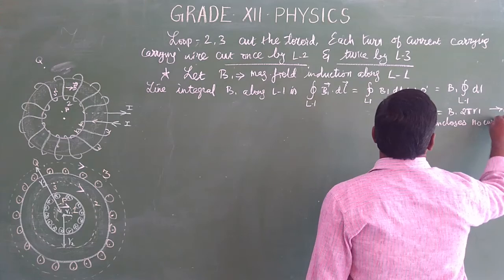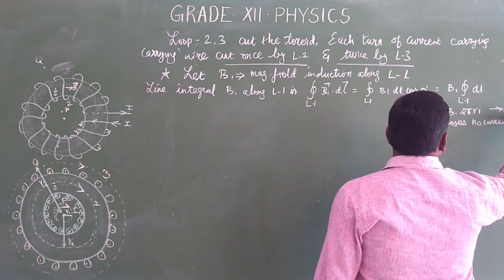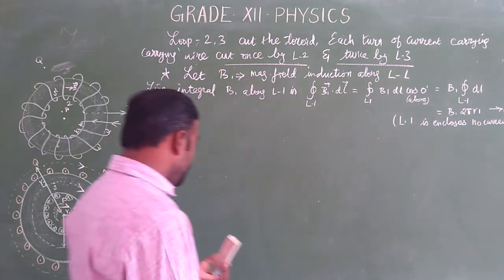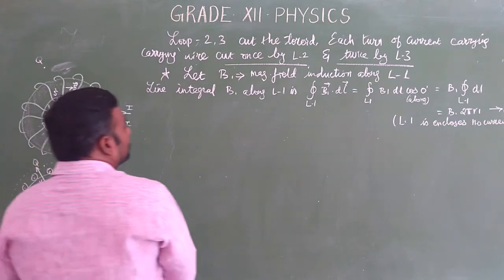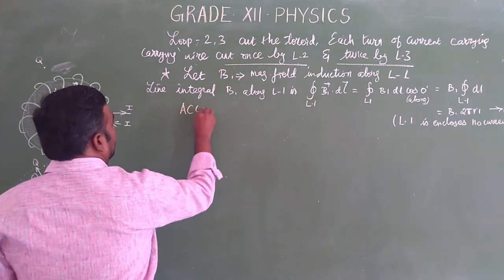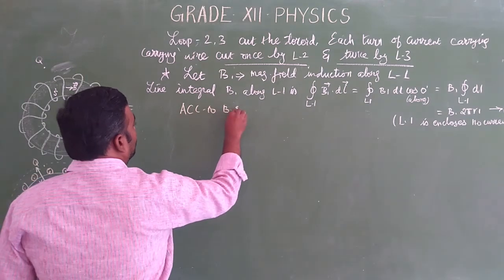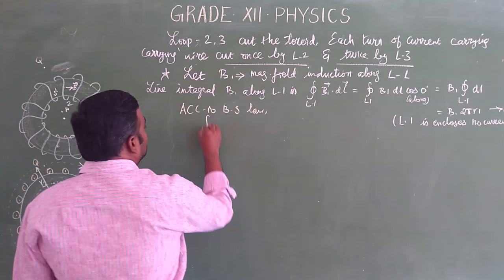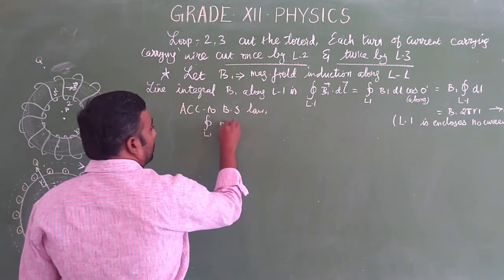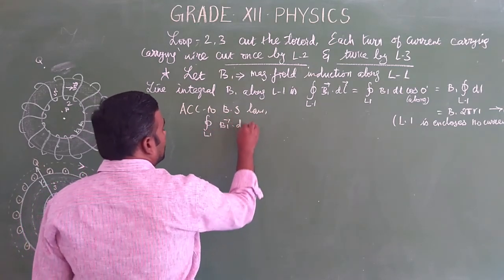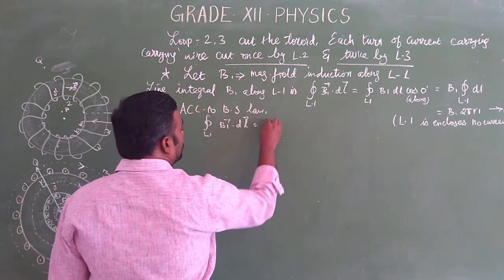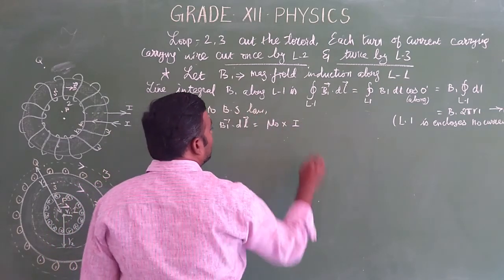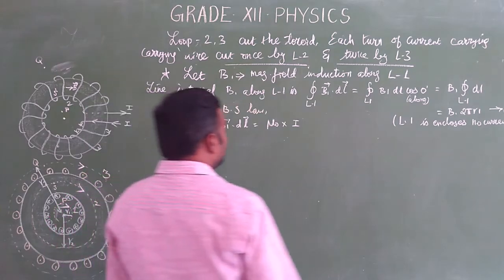That is a very important thing. Loop 1 encloses no current. So now we are going to use Biot-Savart law. According to Biot-Savart law, how will you apply? The closed integral over L1 of B1 dl is equal to mu naught times the current entering into the loop.